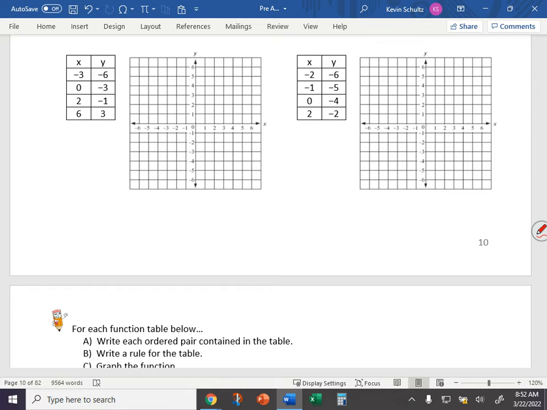Looking at this one, first we're going to write our ordered pairs. So we've got x value of negative 3, y value of negative 6, x value of 0, y value of negative 3, x value of 2, y value of negative 1, and x value of 6, y value of positive 3.